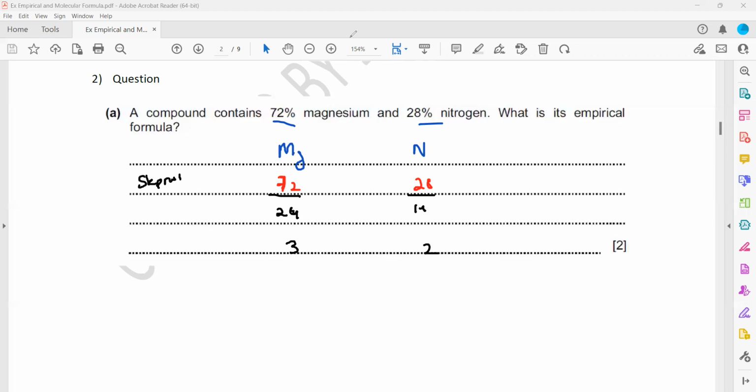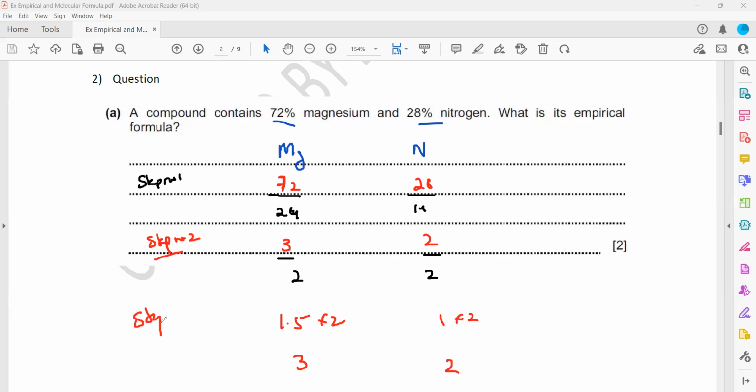What is step 2? Step 2 is divide by the smallest value in the combination. So the smallest value is 2. When we divide both of them by 2, this will give us 1.5 and this will be 1. Now you cannot just round off 1.5. So what you do is multiply with a certain number so that all make a whole number. Usually when it is 1.5, 2.5, 3.5, we multiply all of them by 2. So this will be 3 and this will be 2.